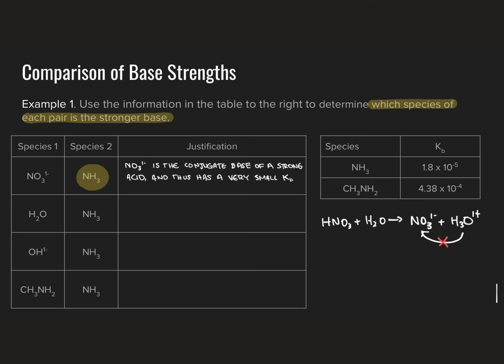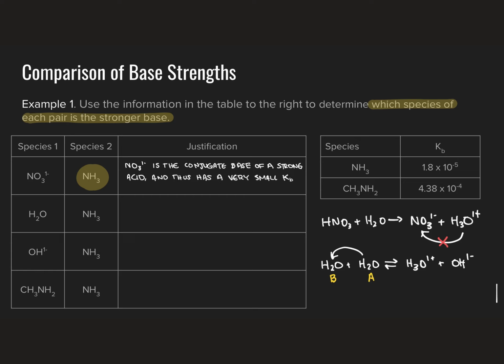Now, comparing our second pair, we're going to look at the species water, H2O, versus ammonia. We already know that ammonia is a weak base which has a Kb value of 1.8 times 10 to the negative fifth. Water, recall from our previous conversations, is an amphoteric species. That is a species that can both act as a proton donor and a proton acceptor. And if we're going to show a reaction where water is acting as a proton acceptor within a hydrolysis reaction, that's essentially the autoionization of water, which we're describing right there.